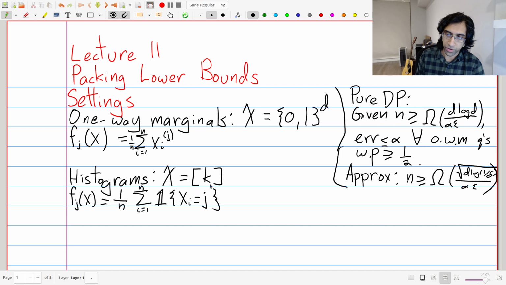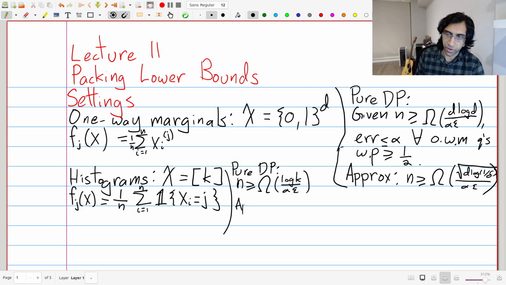All right, so that's for one-way marginals. How about histograms? Well, we have a similar type of understanding here. If we want a pure DP algorithm, we can just use the Laplace histogram algorithm that we talked about in lecture 4. And that gives us the bound. I'm not going to write the whole thing out again, but the amount of data we need is n greater than or equal to something which is omega of log k divided by alpha epsilon. And this will allow us to answer all histogram queries in L infinity distance. Essentially giving you good counts of what fraction of items fall into each bin.